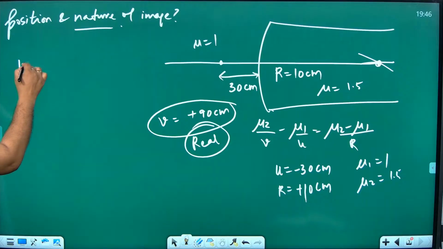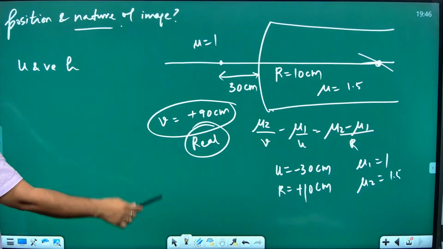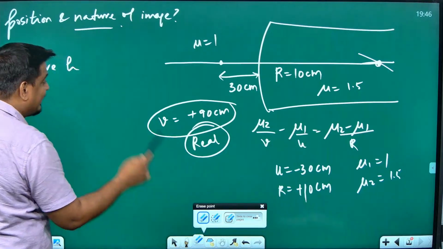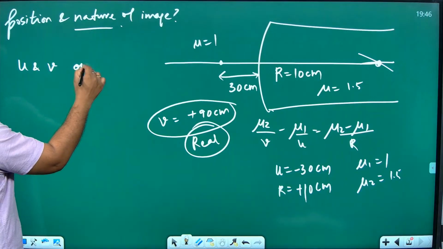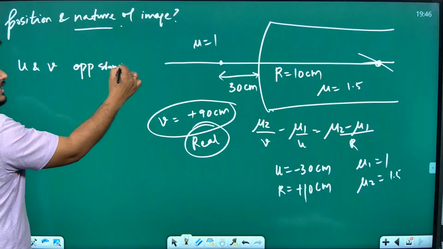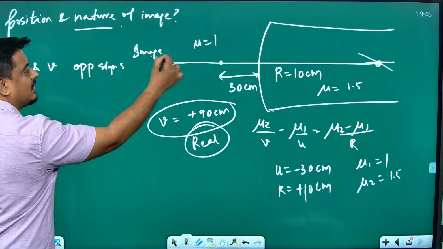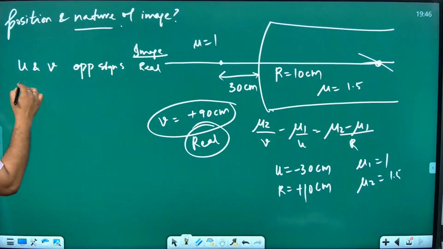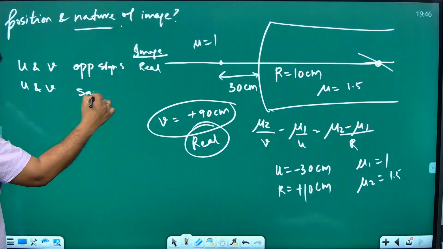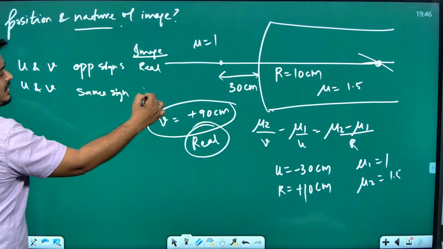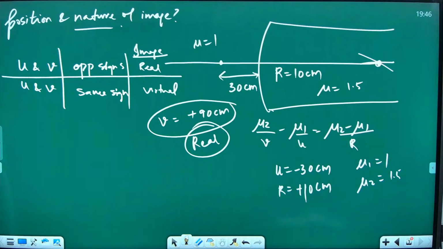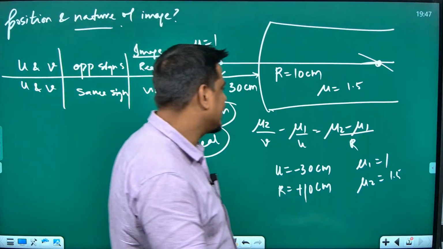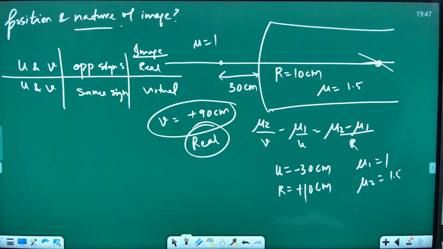One more way of remembering: always remember that if u and v have opposite signs, it means the image is a real image. This is valid only for lenses and spherical surfaces, not for mirrors. And if u and v have the same sign, then it is a virtual image. Are you getting the point? Here u was negative, v was positive, so obviously you have a real image forming, right? Can I go to the next question?